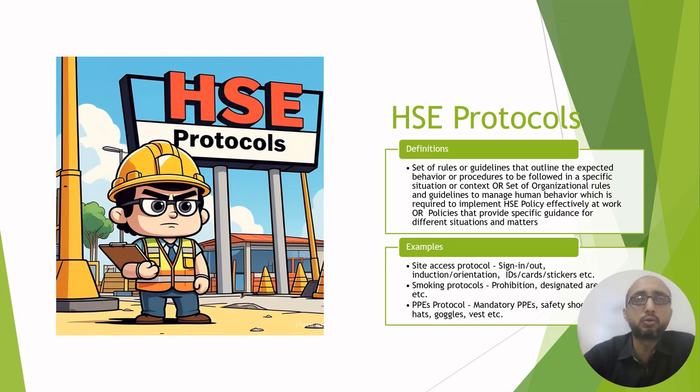Then the smoking protocol: you are not allowed to smoke in the offices or at the site, but you can smoke in the designated areas only. Then PPEs are mandatory to go to the site, like hard hats, safety shoes, goggles, etc. So these are general guidelines that outline the expected behavior that the organization expects from the workers, so the workers or individuals behave safely.